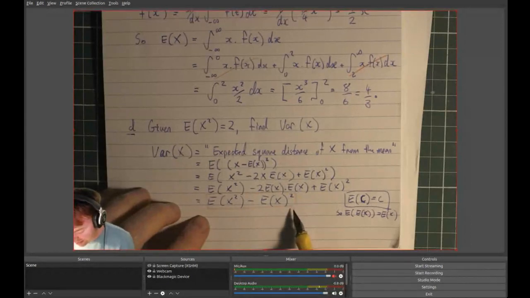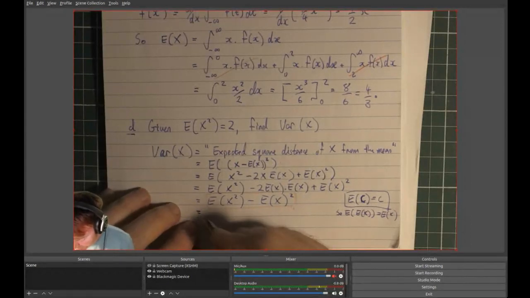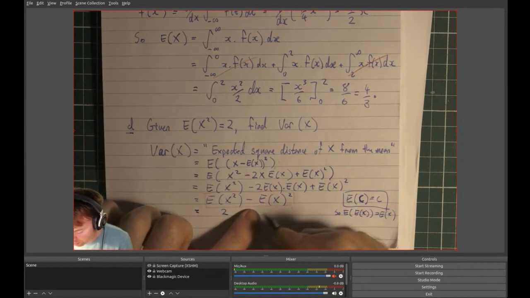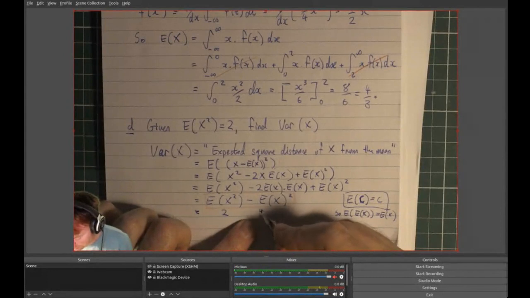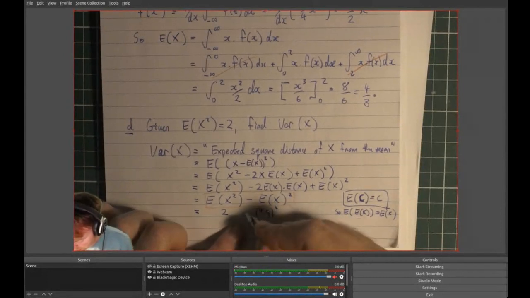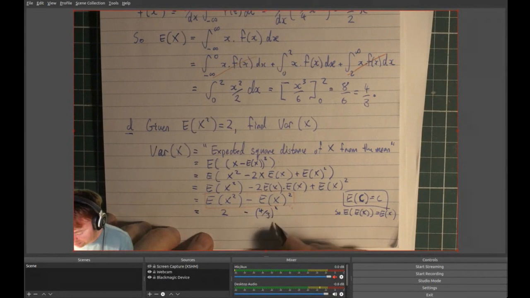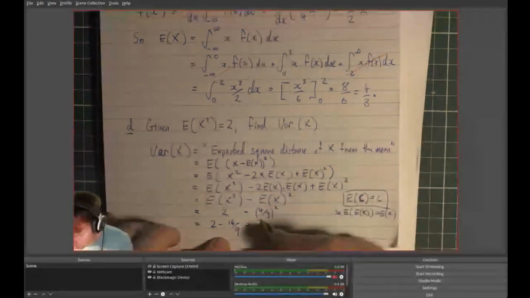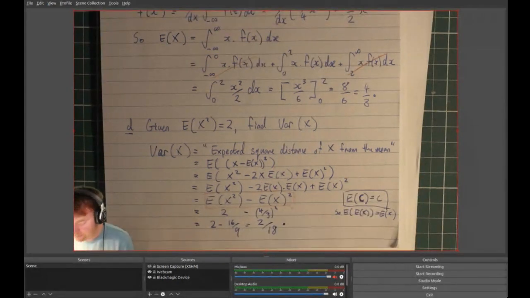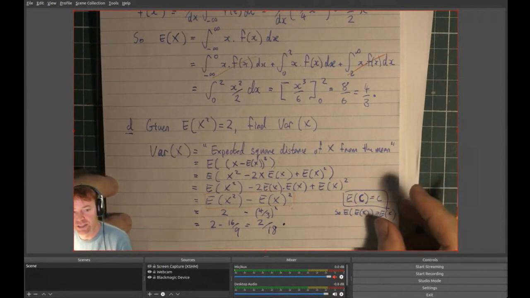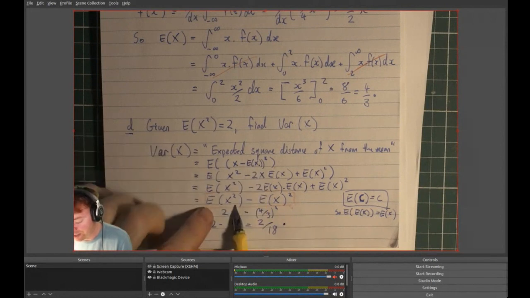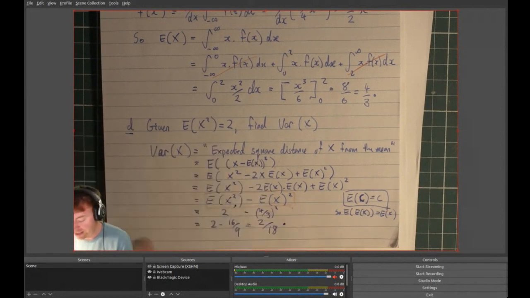Now I've got all the bits that I needed. I know that the expected value of x squared is 2 because that was given to me, and I know this is just the square of the value I had previously. That's 4/3 all squared, so 2 minus 16 over 9, which is 2 over 9. I would definitely use that formula, and it's kind of suggested to you by the fact that they gave you this.